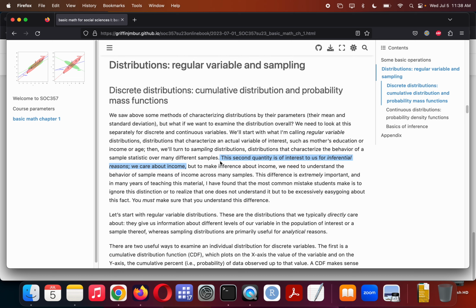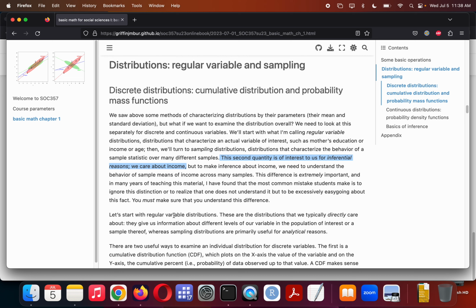But from a perspective of people that are learning these things for the first time, it's extremely important to keep in mind that they characterize very different sorts of things. One, regular variable distributions, characterizes variables that we directly care about, sociological variables in our case. The other type characterizes the behavior of sample statistics across many possible samples, which is of less direct interest, but is still very important mathematically.